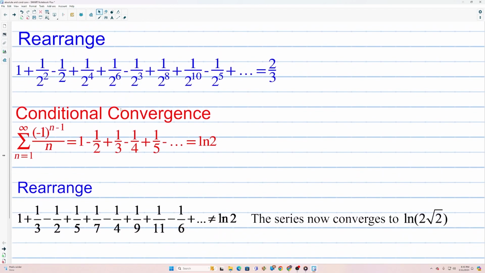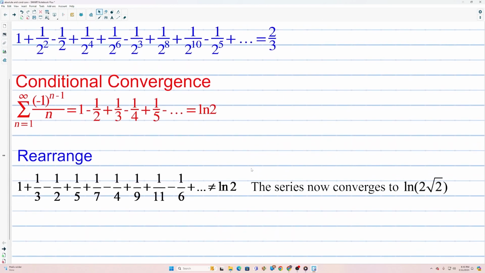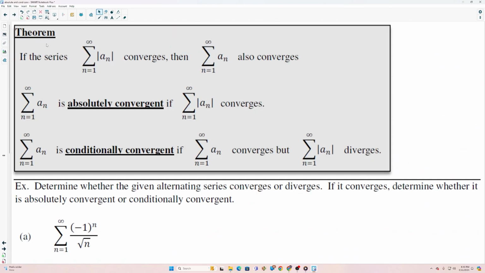Conditional convergence means that if you rearrange the terms, then the series can converge to a different value. So the alternating harmonic series, if you do not rearrange the terms, it converges to natural log of 2. We could take 1 plus 1/3 minus 1/2 plus 1/5 plus 1/7 minus 1/4, and we could have it converge to something that is not natural log of 2. Matter of fact, if you rearrange in this manner, this one now converges to the natural log of 2 square root of 2. In order to have conditional convergence, it must be an alternating series, though.